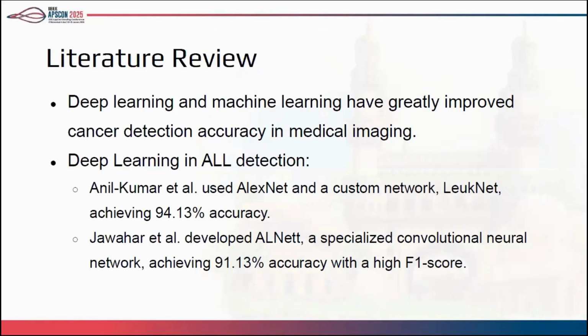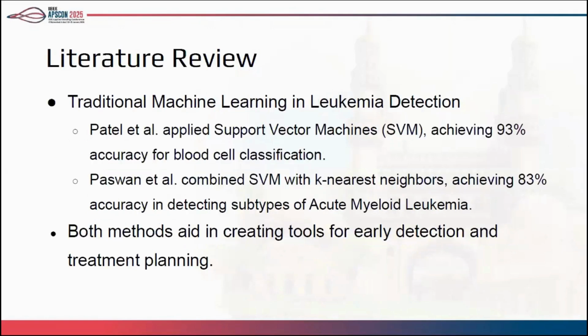We went through different research works focused on acute lymphocytic leukemia. For example, Anil Kumar and his team used AlexNet, a customized model, and they achieved around 94.14% accuracy. Similarly, Jawar and his colleagues developed ALNet, which is built on VGG16, and they achieved an accuracy of 91% and a high F1 score.